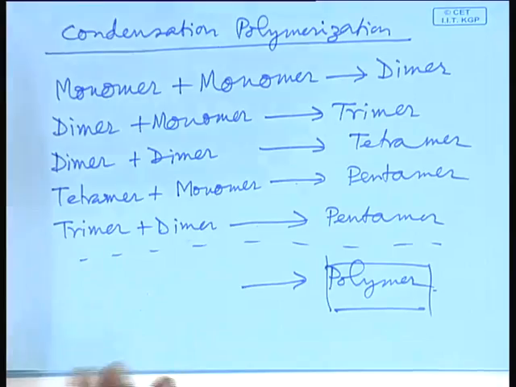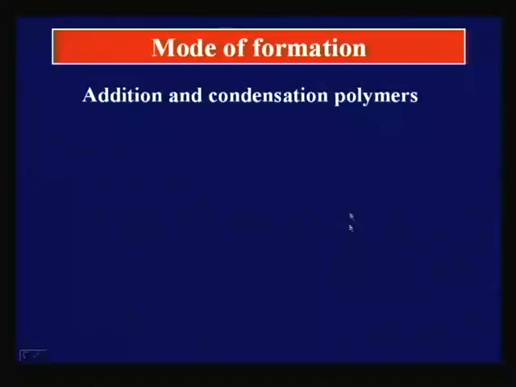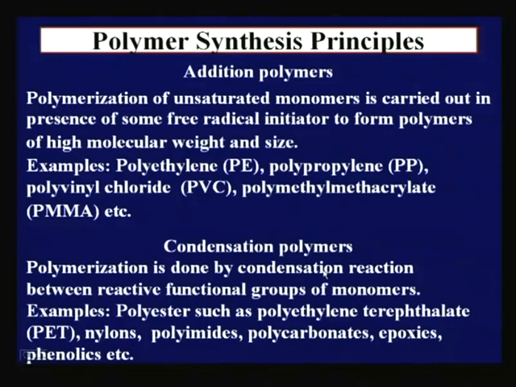Okay. So now you understand what the addition chain polymers are and what the condensation polymers are. You can get the examples. The synthesis principles I have already told. Addition polymers examples: polyethylene, polypropylene, polyvinyl chloride, polymethyl methacrylate, polystyrene, polyacrylates, styrene butadiene rubber, polybutadiene rubber, chloroprene rubber, all these are made by the addition chain polymerization principle.